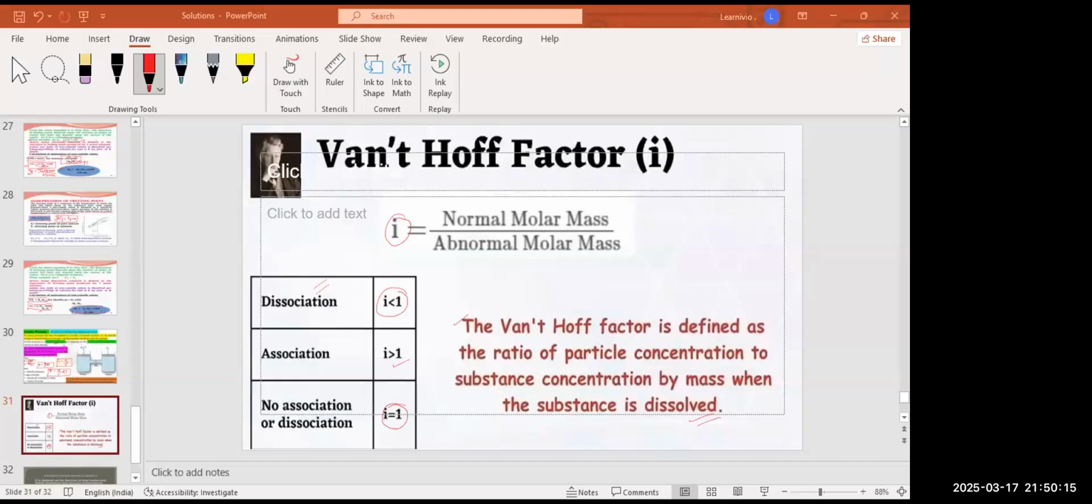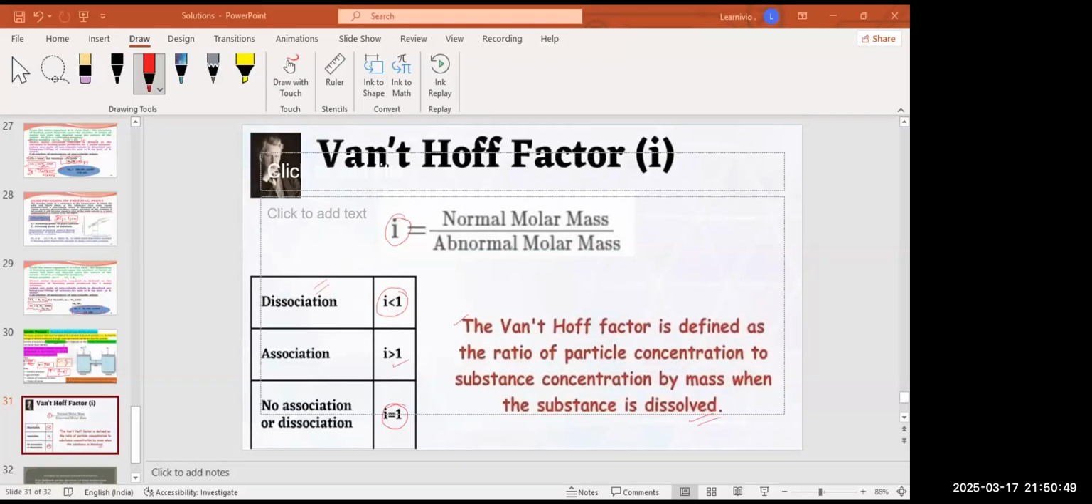Let's take the example of NaCl. NaCl will dissociate to form Na plus and Cl minus, right? So you can see that NaCl dissociates to form two ions, one Na plus and the second Cl minus. So what will be the value of i? The value of i will be 2.